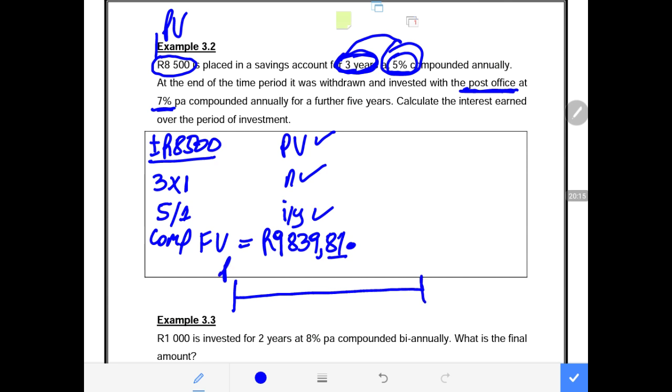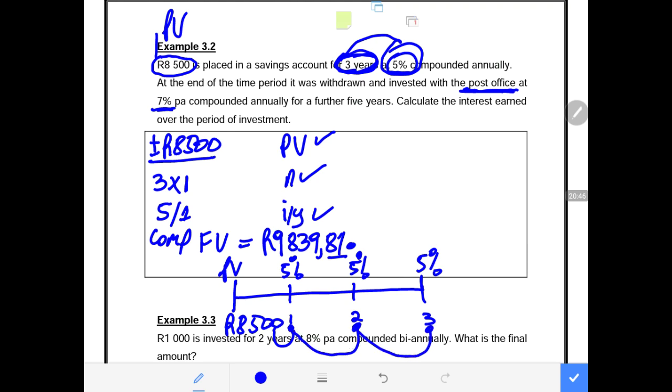We had a present value at the beginning, and the present value was 8,500. And the interest was earned for year 1, year 2, and year 3. We earned interest of 5% each year. At the end of each year, the interest is added to the opening balance, if you remember example 3.1.